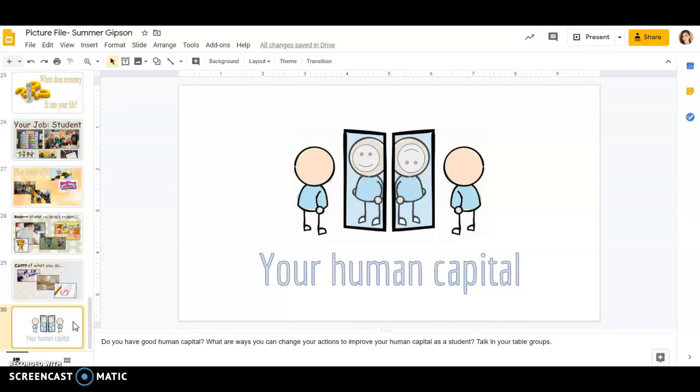And then from there you go to the final, which is your human capital. So you just talk about, do you have good human capital, bad human capital? If you have bad human capital, how can you improve? What are better ways that you can work as a student in your school or just as a person to build your human capital?